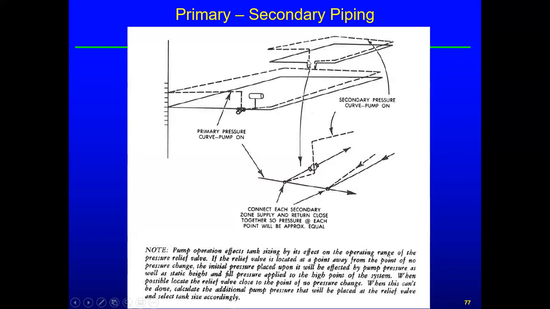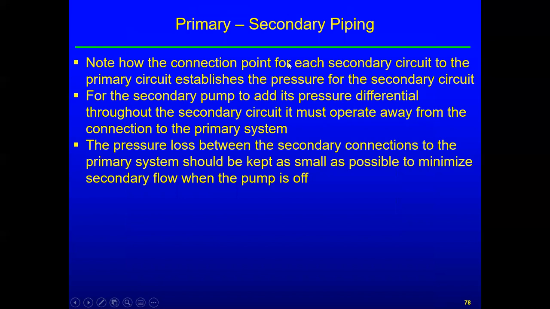So we want this pump to pump away from this point of connection, just like we want this pump to pump away from the point of connection of the compression tank, because this is the point of no pressure change for the secondary. So you want the pump on this side almost all the time. When we get into primary secondary, there's a few exceptions, but not many. The pressure loss between the secondary connections to the primary system should be kept as small as possible to minimize secondary flow when the pump is off. And I talked about that in some detail.